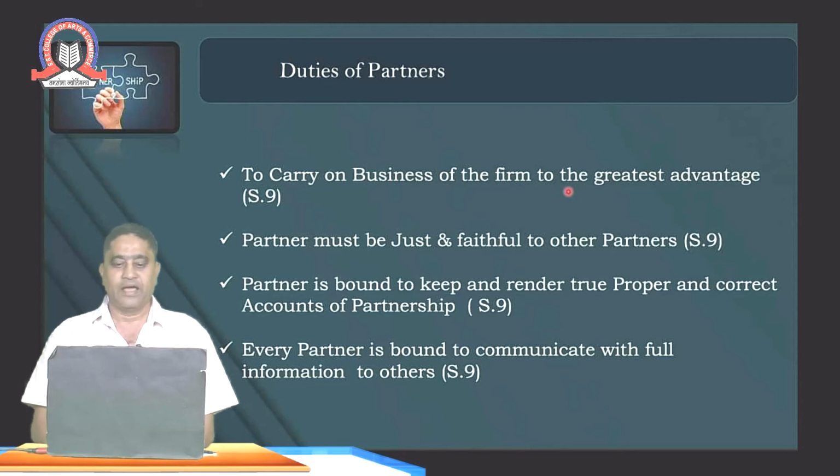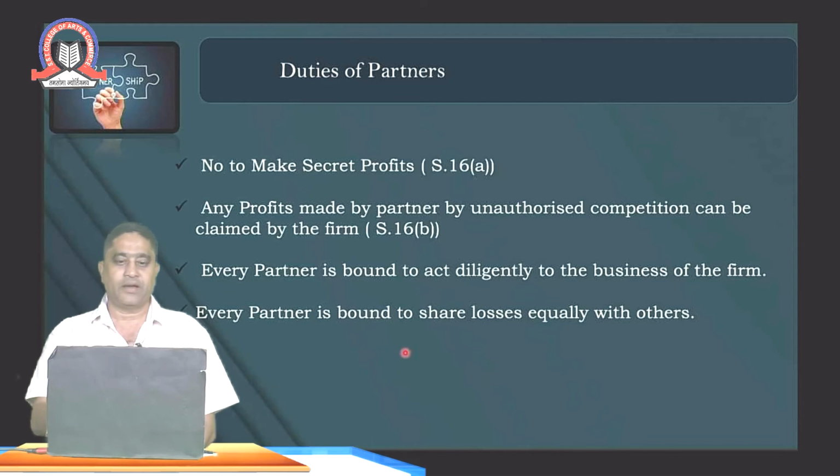Every partner is bound to communicate full information to the others. So as and when the other partners ask for information, the partner should give that particular information. He should not hide or conceal any type of information. Among the other duties is not to make secret profit. If one of the partners is making secret profit and it comes to the knowledge of another partner, he should inform the remaining partners that there is a secret profit made by one of the partners.